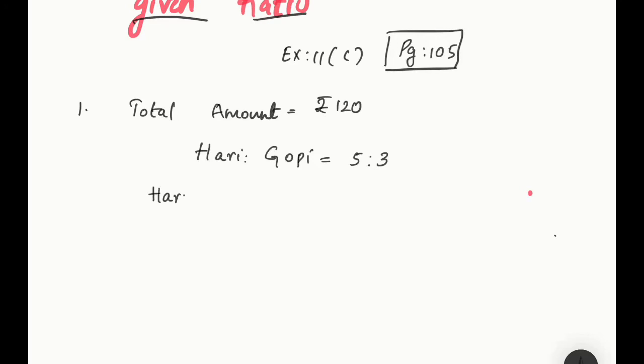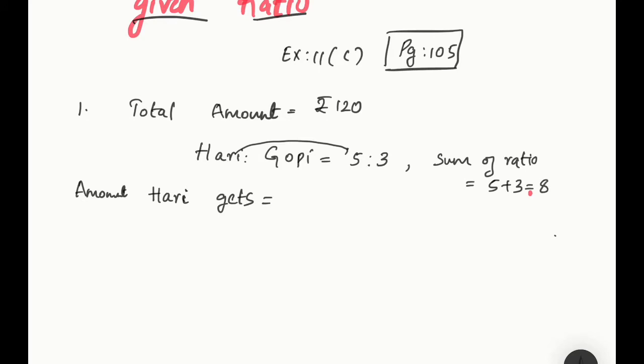First, we will be finding how much Hari will get. With this example question, we shall learn the steps. Amount Hari gets equals, what is the ratio we have for Hari here? Hari is 5, right? Hari is to Gopi is 5:3. So, Hari's ratio is 5 and Gopi's is 3. Before that we need to find out the sum of the ratios. Just have a look at the step. How do we do it? Sum of the ratio is equal to 5 plus 3. That is equal to 8.